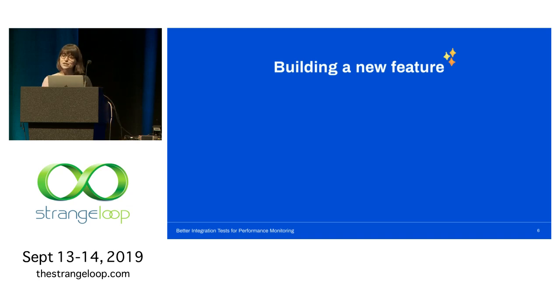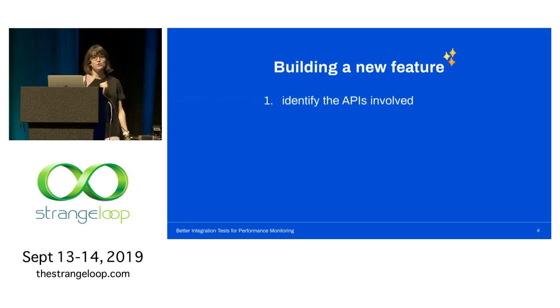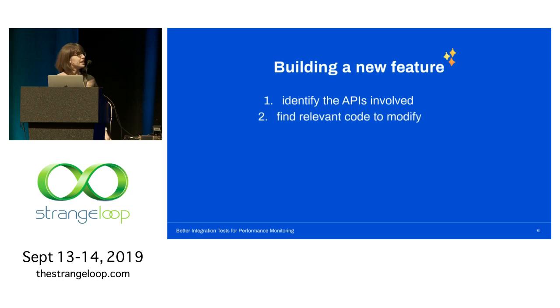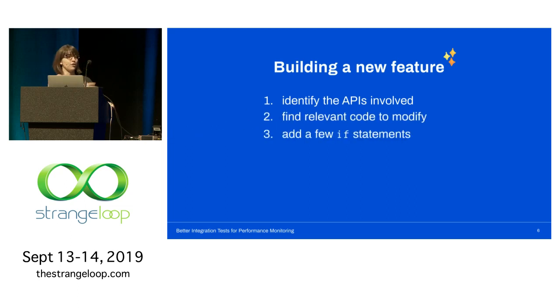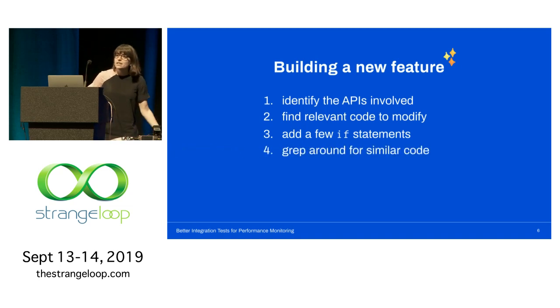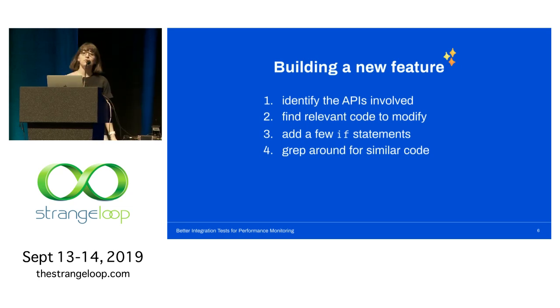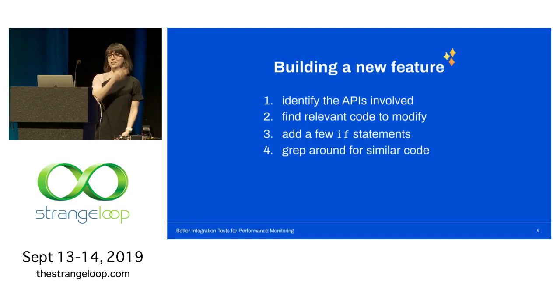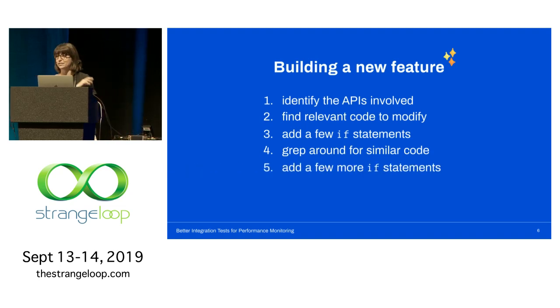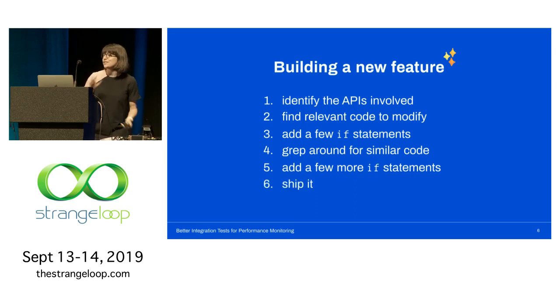So as you can imagine, building a feature was really quite straightforward, really easy. Generally involved just a few simple steps. First, you identify any of the APIs involved, or if you needed to write a new API. You'd find all of the relevant code to modify. You'd add a few if statements, to handle the thing that you were there to handle. You'd grep around for similar code, because certainly there was someplace else this was being handled probably exactly the same way. And you'd add a few more if statements to cover that piece of the code. And then you'd ship it.